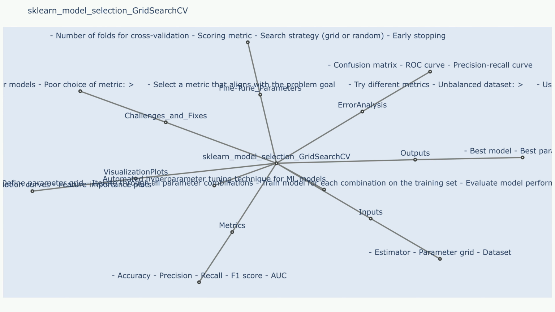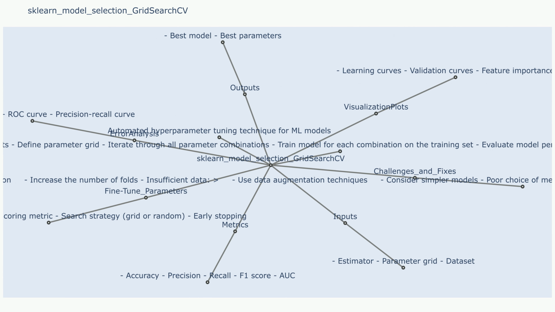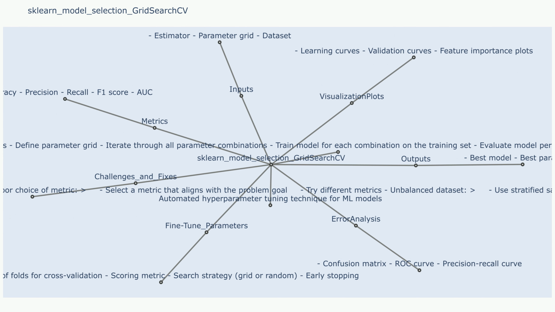Visualization plots. Heat map: visualizes the performance of different parameter combinations as a heat map. Line plots: visualizes the performance of different parameter values for a single parameter, keeping other parameters fixed. Fine-tune parameters. Regularization strength controls the complexity of the model to prevent overfitting. Number of trees for random forests affects the model's complexity and predictive power. Learning rate for gradient boosting determines the step size taken during model training.